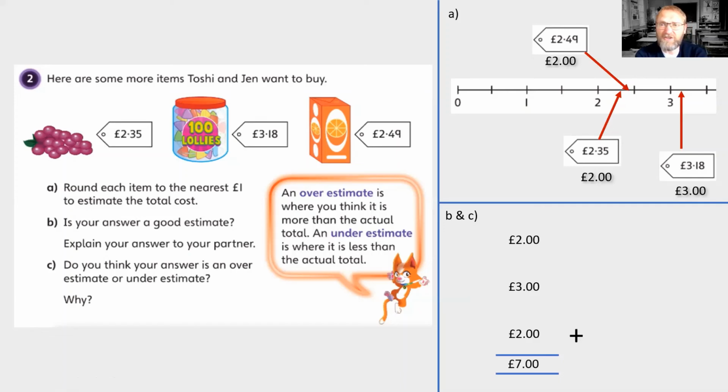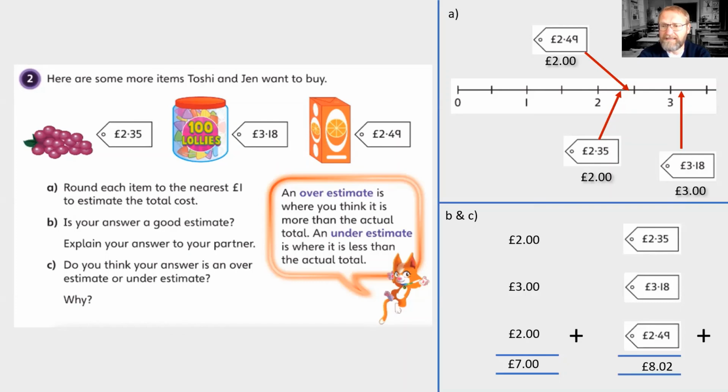Now, is that a good estimate? Well, let's see what would happen if we added up the correct total. So £2.35, add £3.18, add £2.49. If we add that together, it's £8.02. So our estimate is over £1 less than the actual cost. So we've underestimated the cost by around about £1.